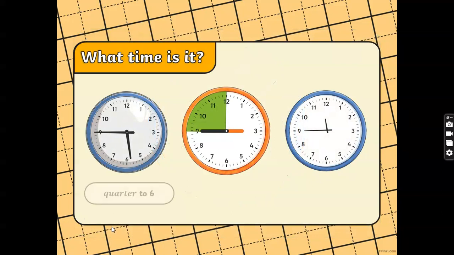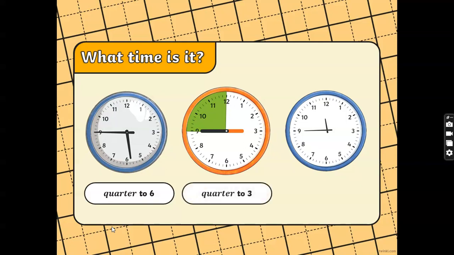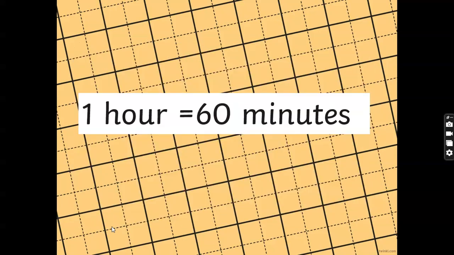Let's talk about these examples. Number 1, I have quarter to 6. So quarter to 6. What about the second one? Quarter to 3. Super excellent. What about the third one? Quarter to 12. Amazing job. Yes, you're right. And let's remember, as we said, 1 hour is 60 minutes.